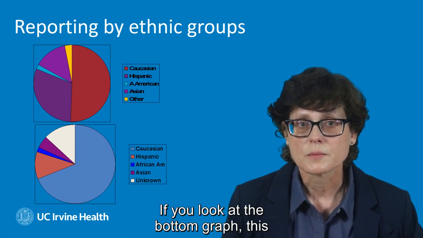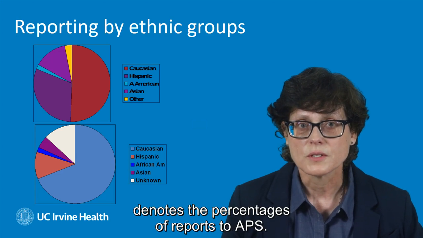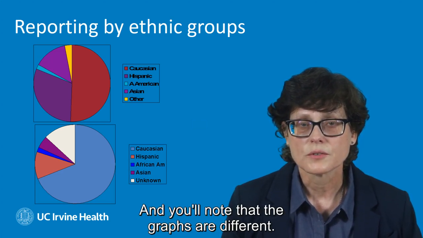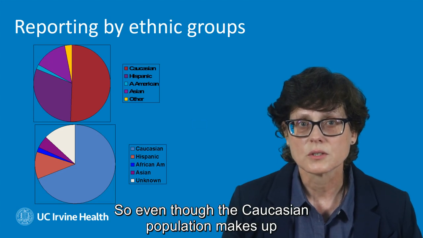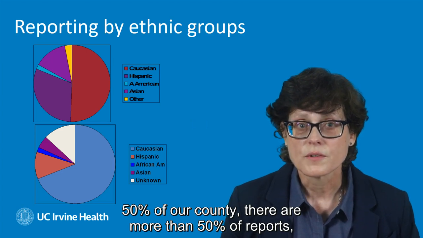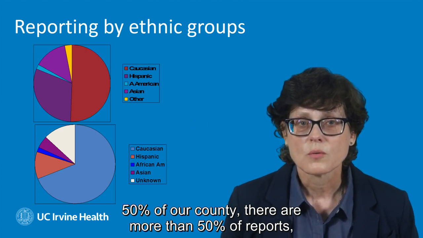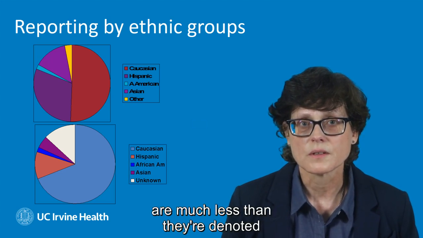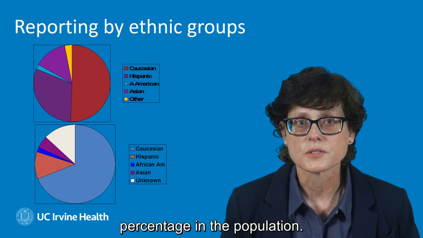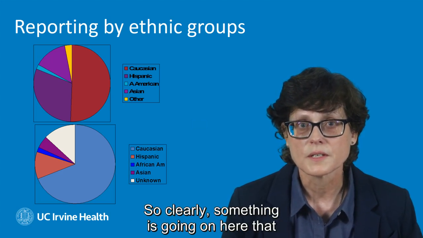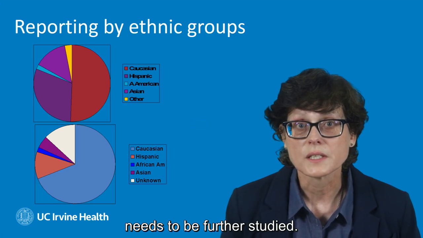If you look at the bottom graph, this denotes the percentages of reports to APS. And you'll note that the graphs are different. So even though the Caucasian population makes up 50% of our county, there are more than 50% of reports, while the reports for the other groups are much less than their denoted percentage in the population. So clearly something is going on here that needs to be further studied.